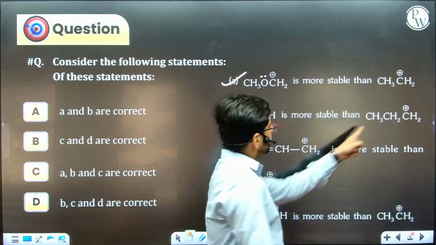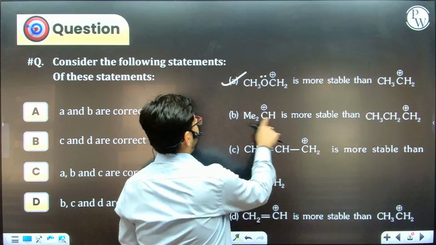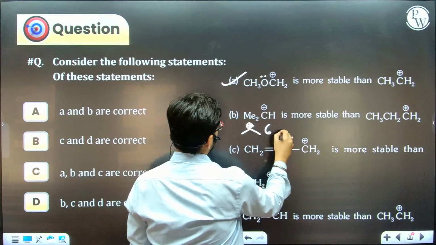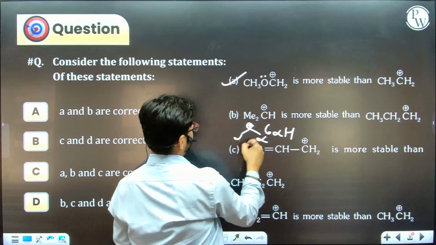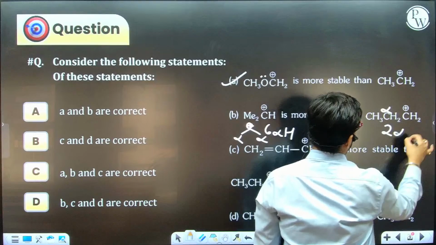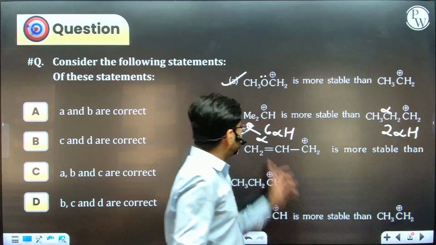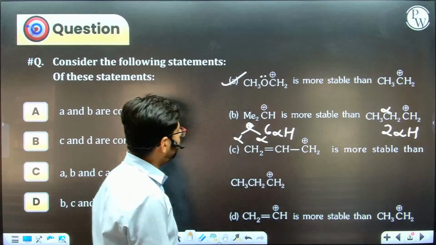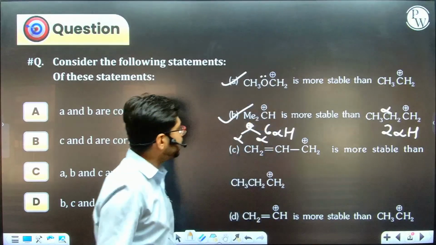Next one: this is more stable than this. Let's see. Now what is Me2CH plus? Me2CH plus is this. This has 6 alpha hydrogens, right? These are the 2 alpha carbons, so we have 6 alpha hydrogens. Here this is the alpha carbon, there are 2 alpha hydrogens. There is no plus M, so we'll say that the more the number of alpha hydrogens, the more is the stability of the carbocation. So yes, B is also a correct statement.